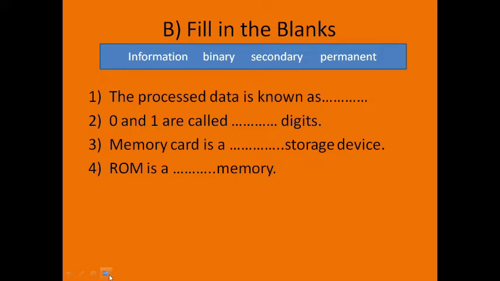Your next exercise is fill in the blanks. You can see some options are given there at the top, like information, binary, secondary, permanent. And there are 4 questions. Each question carries a dash. The processed data is known as dash, that is information. In the same way you have to write for number 2, 3 and 4.